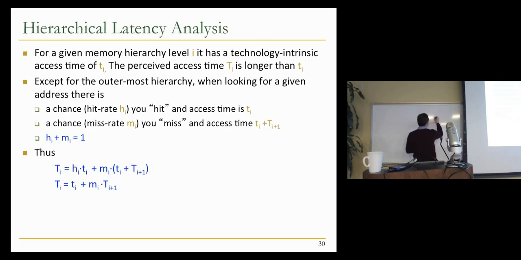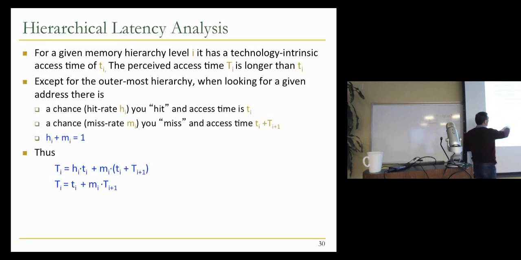So basically, if you want T1 over here, you'll get T1 plus... I guess that's T1, right? Yeah. You need to have T2, okay? But of course, you need to have the miss rate over here as well. So let me write it in a different way. This is H1 times t1 plus M1 times T2. And then you can write T2 in a similar, hierarchical way, right? This is H2 times t2 plus M2 times T3. And then so on, as many levels as you have. This is a recursive equation, basically.